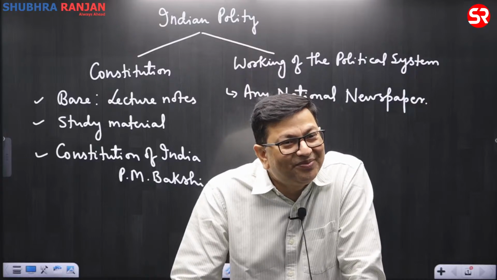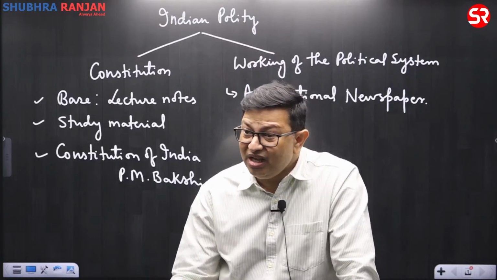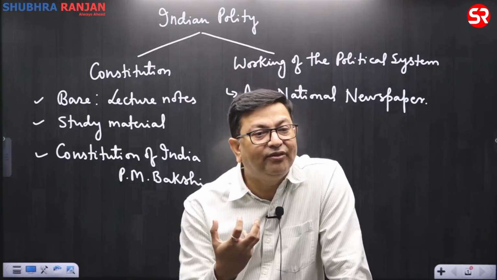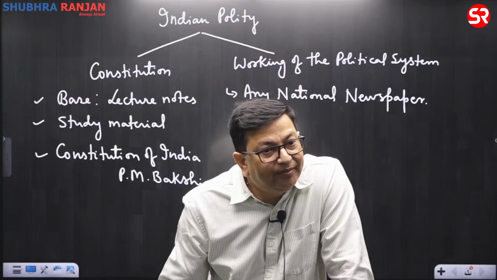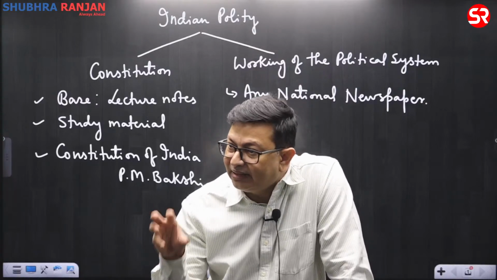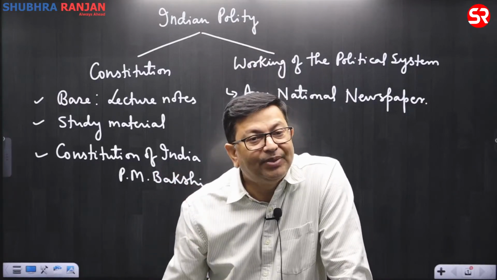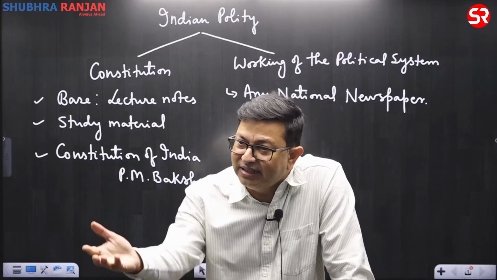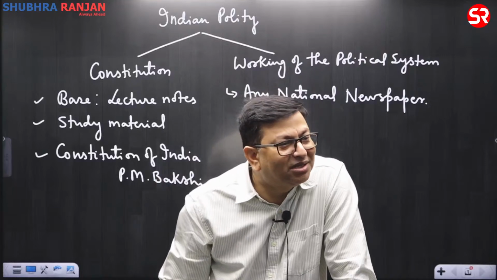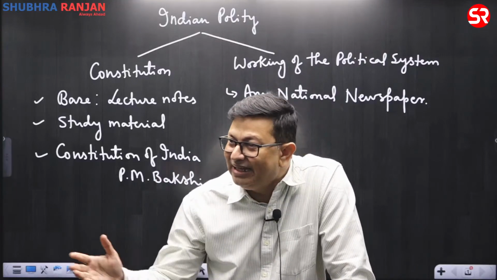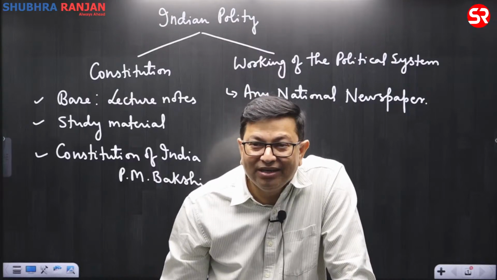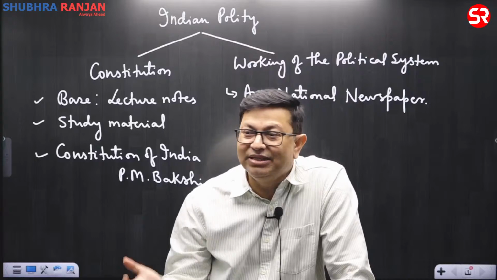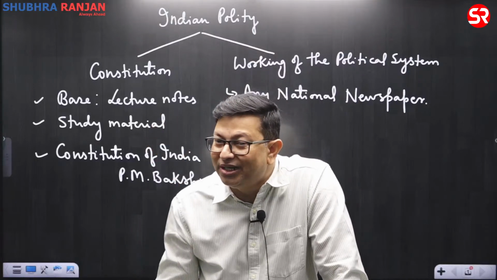Then after the mid 1990s, when we entered the era of coalition politics at the central level, we have seen that there has been a decline in the President's rule in the states, the state emergency. This year there was an exam question in the main examination that since the mid 1990s, there has been a decline in the cases of President's rule. What can be the reasons that can be attributed to it?